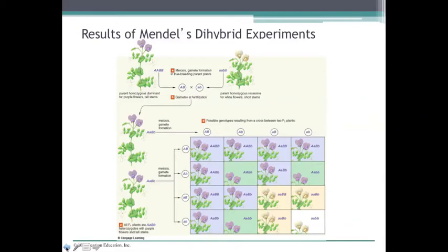In this case, with the purebred on the left, uppercase A is the purple, B is the height. So the only gametes that plant could produce, and we have to have 2 because we're looking at 2 traits, is A for the purple, B for the height. The one on the right is your recessive traits. It's homozygous recessive for 2 traits, white flowers, short stems. And the only gametes that could be produced by that plant is a lowercase a and a lowercase b.